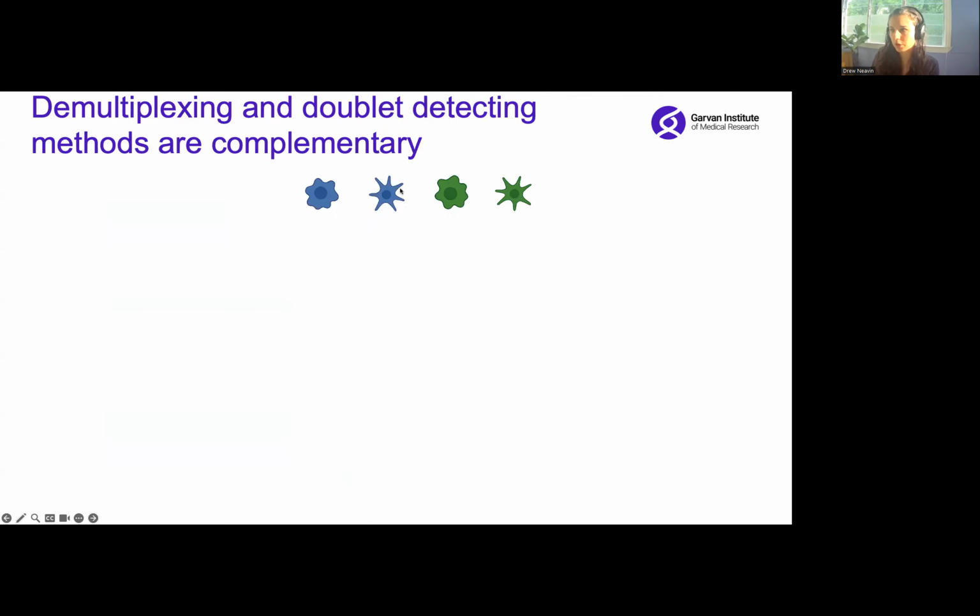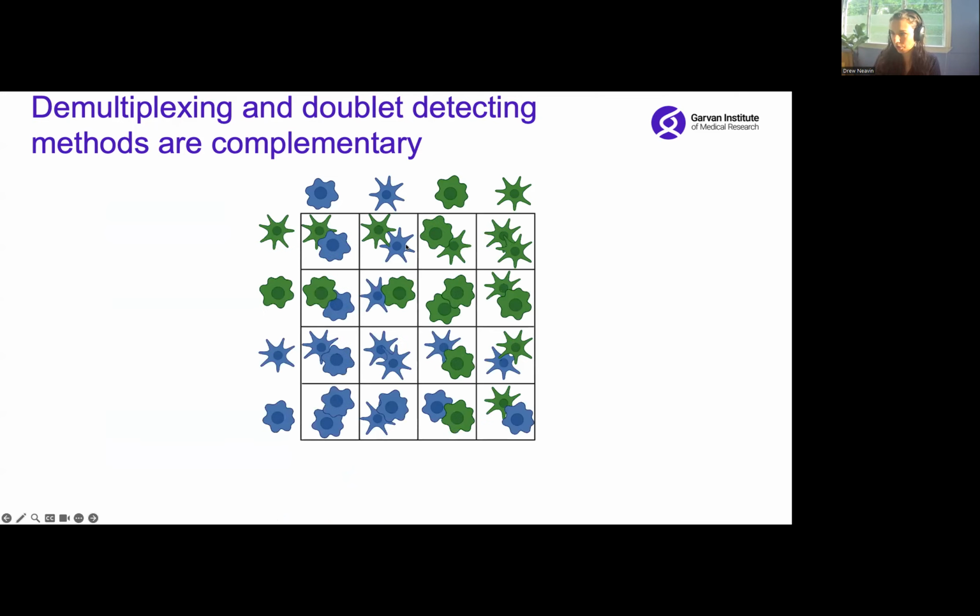So if we just consider cells from two different individuals, so on the left I have cells in blue from one stem cell line and then cells in green from another stem cell line, if we consider even just two different cell types, this more blobby cell type and spiky cell type from these two individuals, and we look at all of the possible kinds of doublets that we can make, you can see that there's lots of different types of combination, both between the different individuals and between the different cell types.